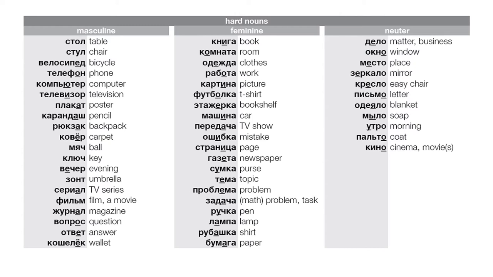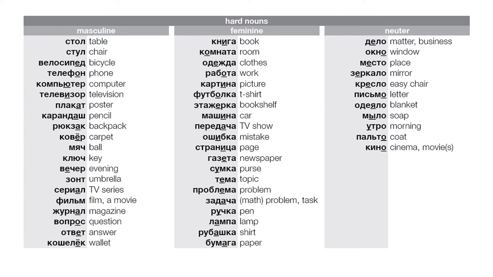ключ, вечер, зонт, сериал, фильм, журнал, вопрос, ответ, кошелек. Okay, let's go to hard feminines, and we look down the column.